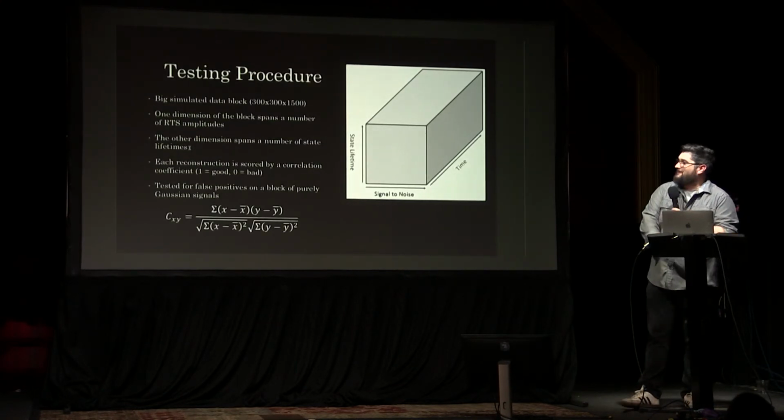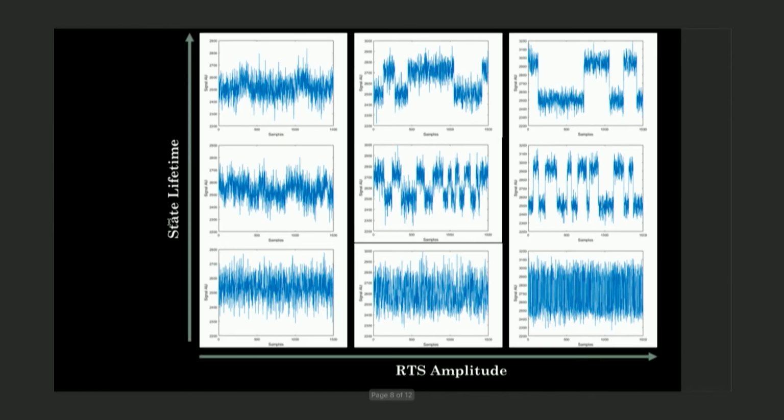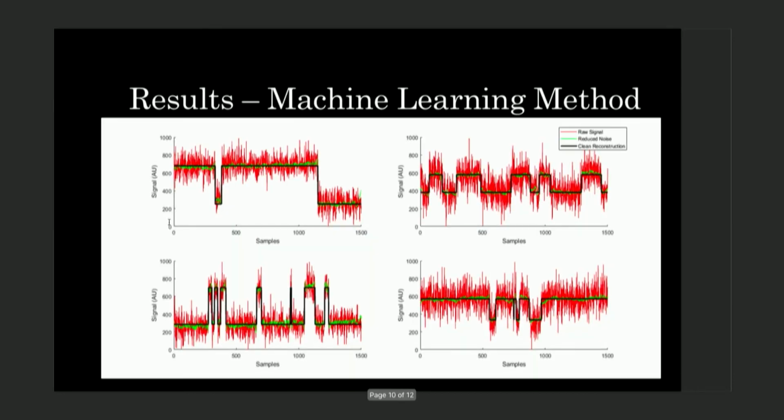To test it very, very quickly, I built another same sort of block that I created to train it, which is simulated signals. I use a correlation coefficient. This is another sort of picture of what that looks like. And here's the results. So the correlation is very, very high on everything except for small amplitudes, which is a nearly impossible task to do.